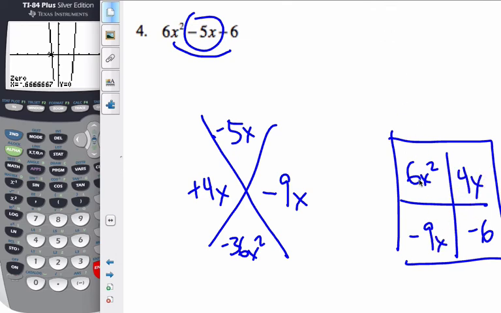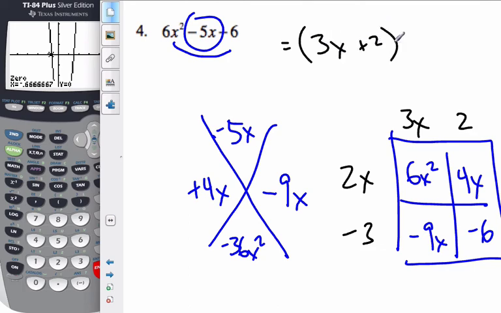Starting to factor, here I can pull out a 3x. Here I can pull out a 2. From these two I can pull out a 2x. From here I can pull out a negative 3. And so it factors to 3x plus 2 and 2x minus 3.